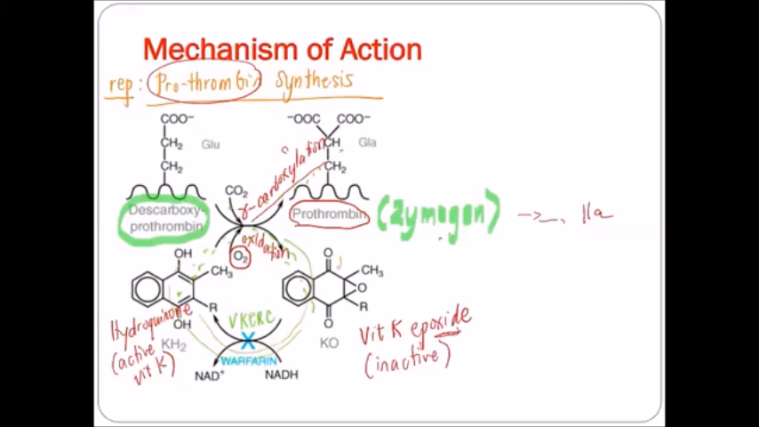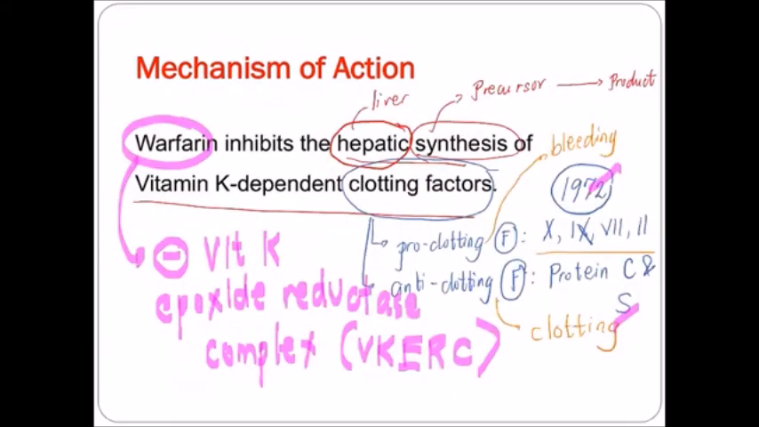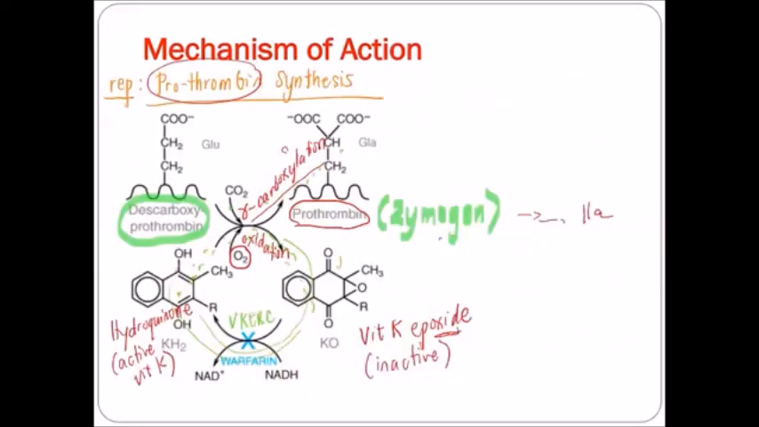Okay? Now, going back to warfarin, as we discussed a while ago, warfarin has the ability to inhibit the enzyme VKERC. So, what's gonna happen? By inhibiting vitamin K epoxide reductase complex, we tend to conclude that conversion of epoxide to hydroquinone is blocked. Hence, hydroquinone level decreases.